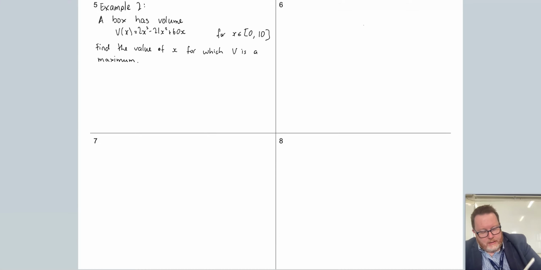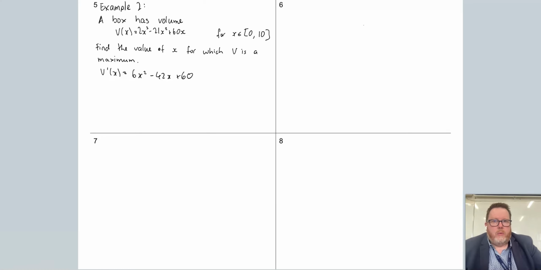So V dash of x is 6x squared minus 42x plus 60, straight power rule derivative there. And because I'm looking for a maximum, I know that I will find that at a stationary point. So I'm going to set that equal to 0, and then I'm going to work out what the nature of that stationary point is. First of all, I've got to solve it, I suppose.